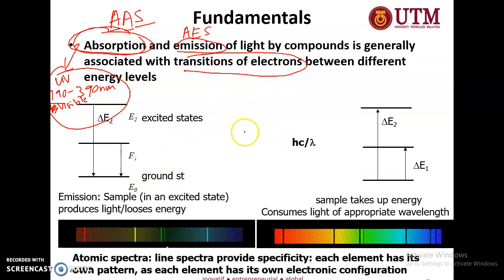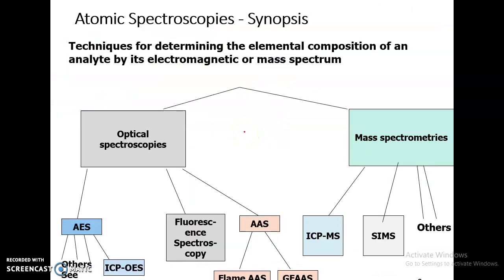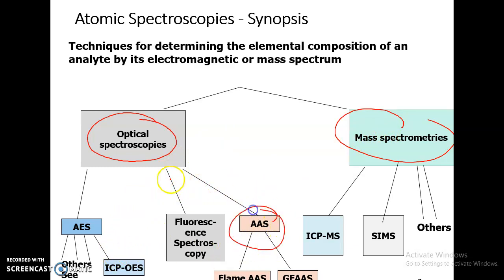So in atomic spectroscopy, we have optical spectroscopy, whereby the collection of transmitted or absorbed radiation is using optics, while another one is mass spectrometry that will be learned at the end of the subject. So in optical spectroscopy, we have AAS and AES, while in MS we have ICP-MS. Okay, we will learn later.